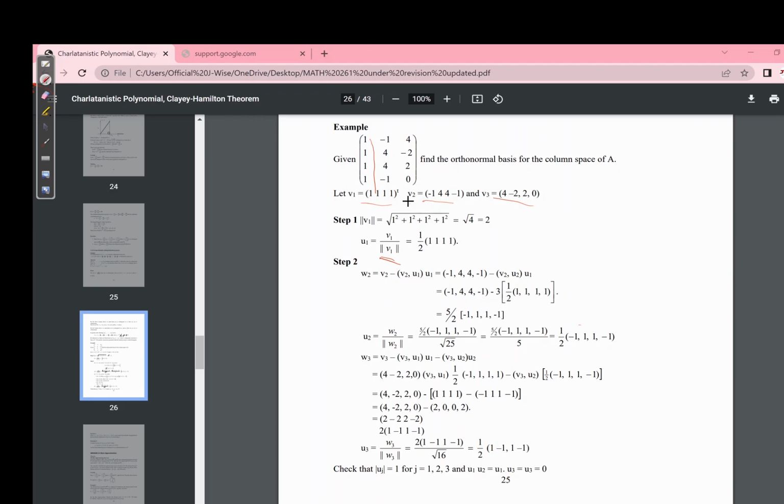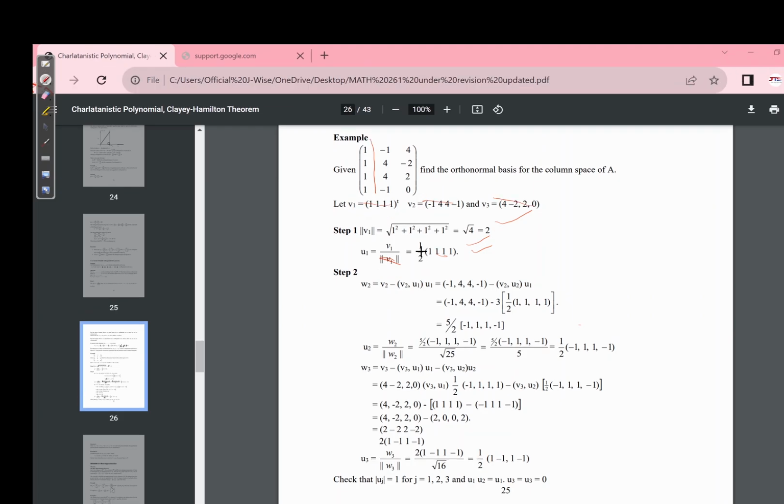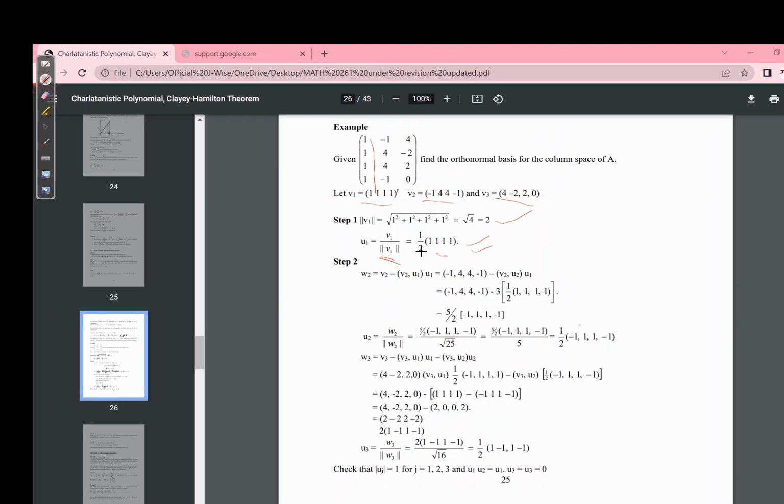To solve for U1, U1 is given by V1 over its norm. The norm of V1 is the square root of 1 squared plus 1 squared plus 1 squared plus 1 squared. You get the square root of 4, which is 2, so U1 is 1 over 2 times the vector V1, that's 1 1 1 1. Then the next step is to solve for U2.